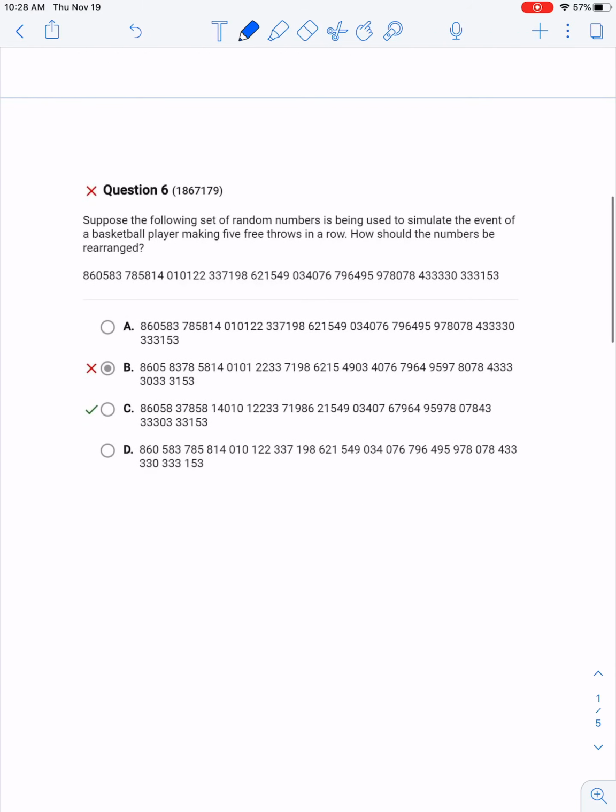Okay, question 6. I think this one was a little bit confusing, just based on the numbers that were generated. I didn't really know where they were coming from. It says, suppose the following set of random numbers is being used to simulate the event that a basketball player is making 5 free throws in a row. So it generates numbers, and the first set of 5 numbers is those 5 free throws, okay?